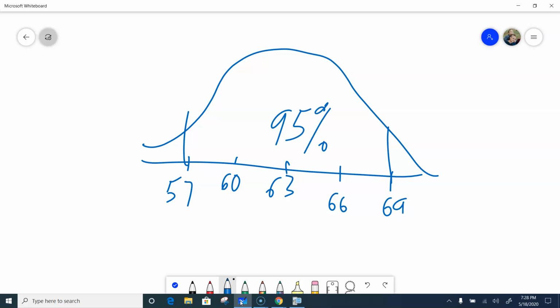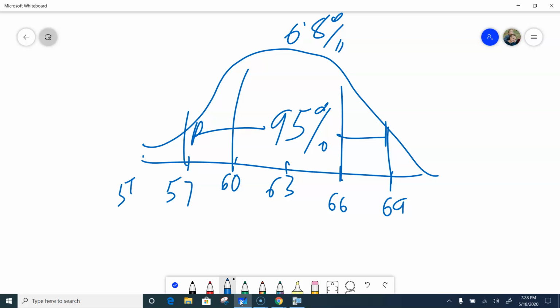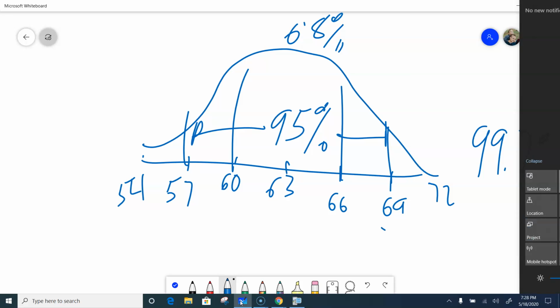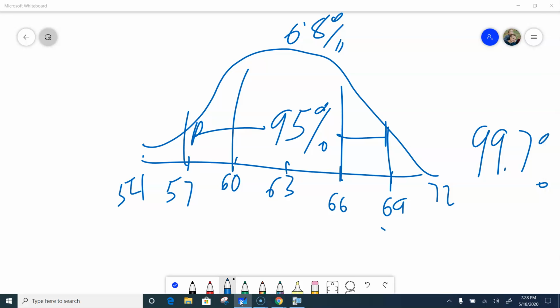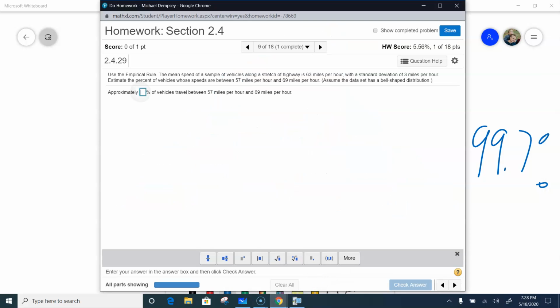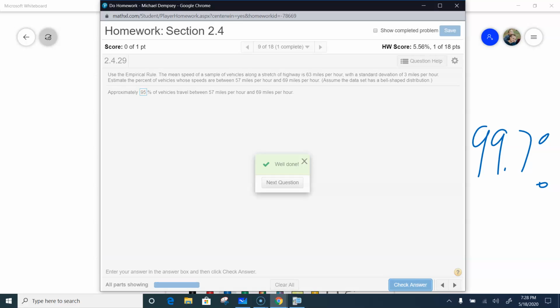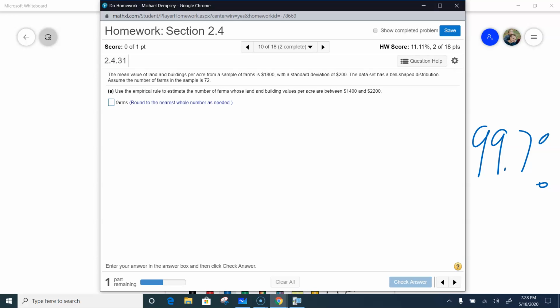If I were just in here from 60 to 66, that's the 68%. Okay, 95% goes from 2 below, and if I went 3, all the way down to 54, let's say, all the way up to 72, that would be my 99.7%. Almost all of the data in a normal distribution will fall inside that interval. So it looks like we have our 95% interval that they gave us there. We can move on. And let's take a look at number 11.